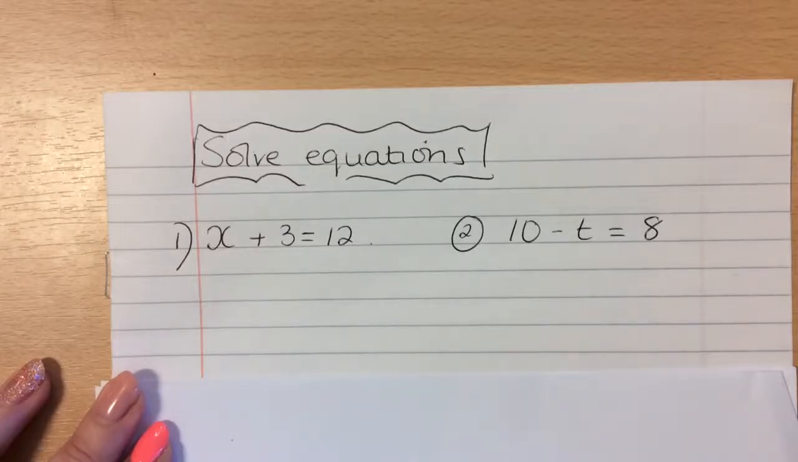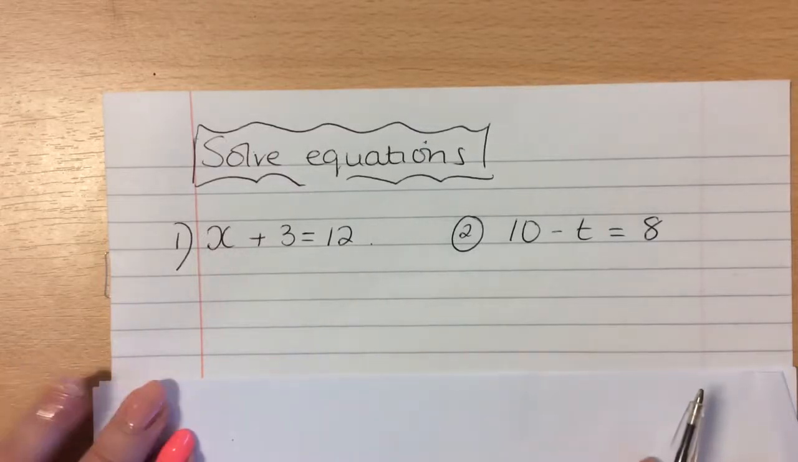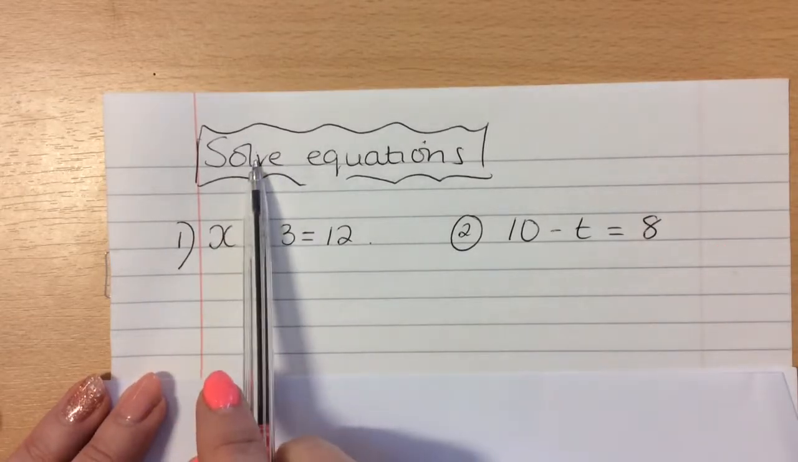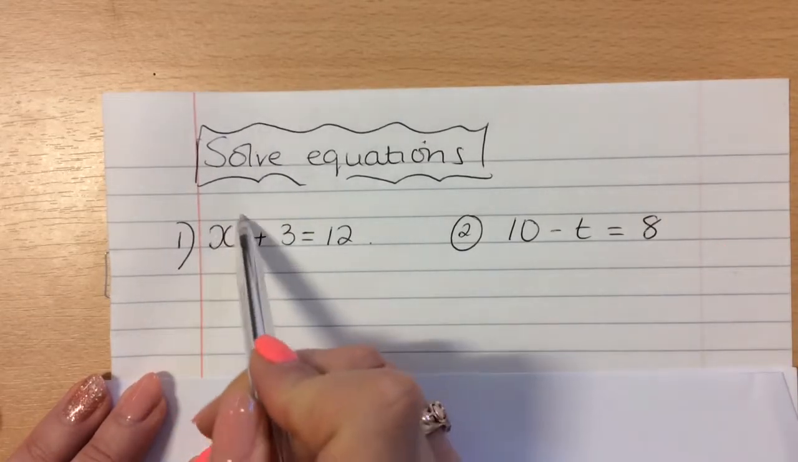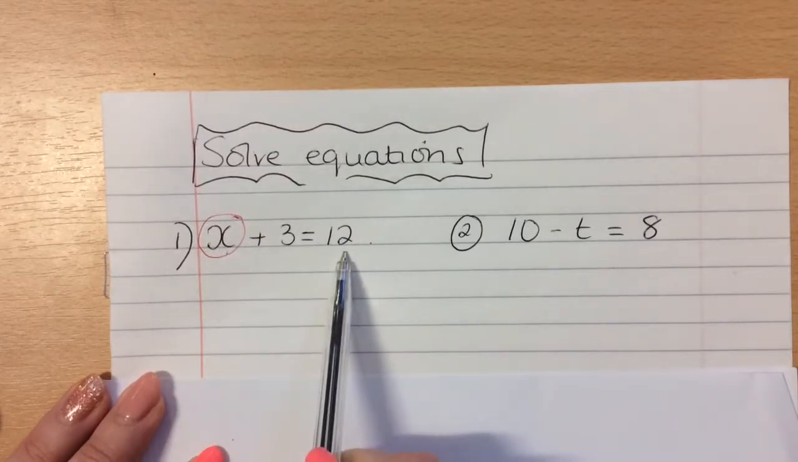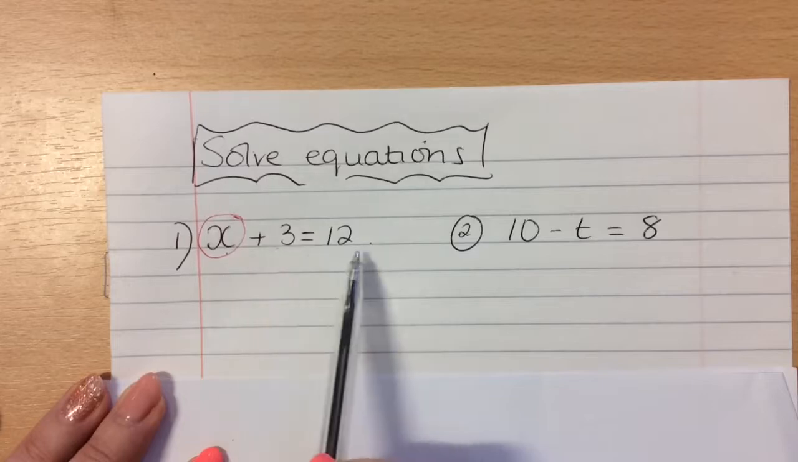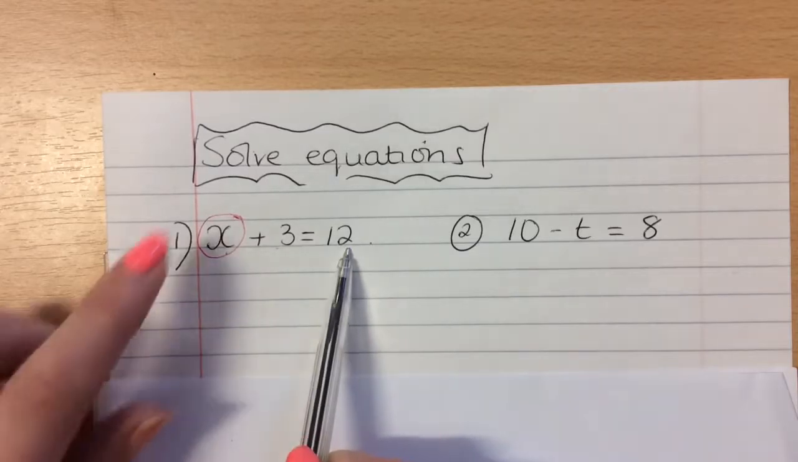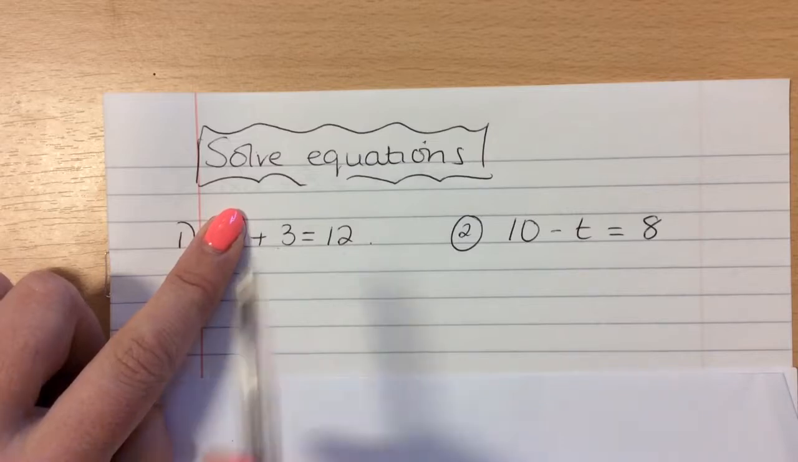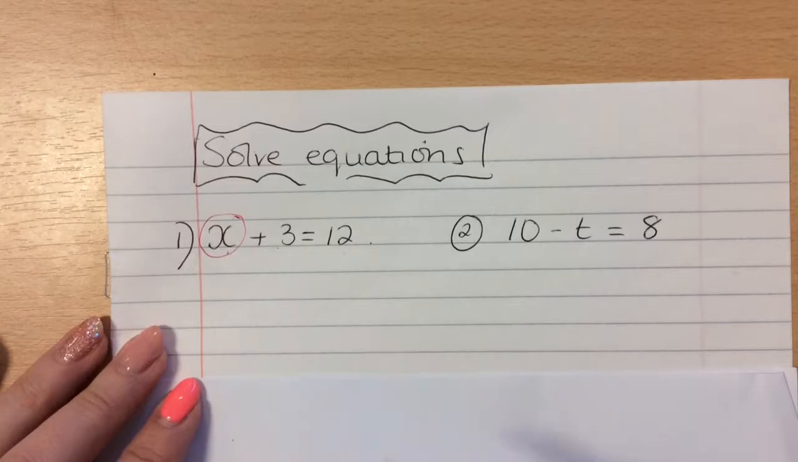Solving equations. So question 1, we've got x plus 3 is equal to 12. When we're solving, we're basically trying to find out what value this x must be for this equation to be true. So for the left-hand side to be equal to 12. Now we do this by inspection. So something plus 3 is 12. What do you add to 3 to get to 12? And we should see that it's 9.